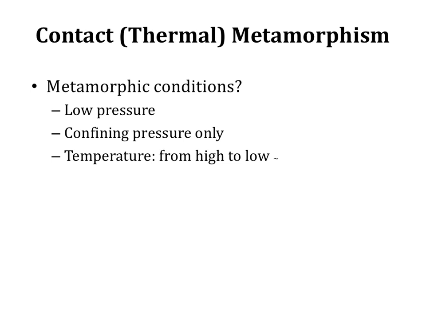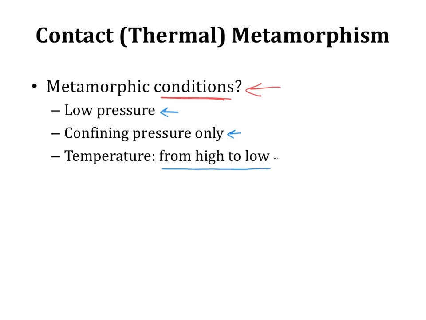So for contact metamorphism, what are the metamorphic conditions? And by conditions, we're talking about what are the pressure and temperature conditions that a rock experiences when it's metamorphosed in this kind of environment. Contact metamorphism takes place fairly close to the surface of the earth in the upper crust. So that's a fairly low pressure environment. It has confining pressure only. So remember, that's equal pressure in all directions. There's no directed pressure. The only time we get directed pressure is when we have some sort of tectonic event like a continental collision. The temperature can range from high to low.